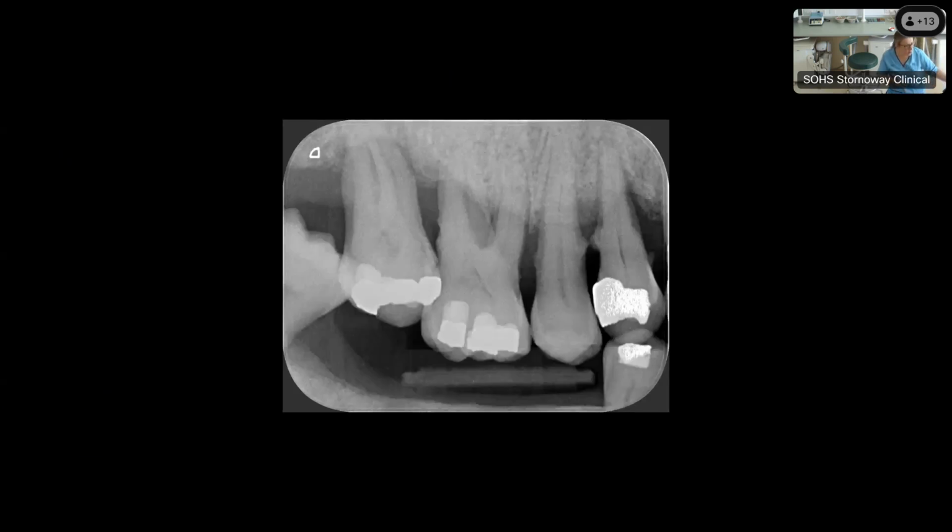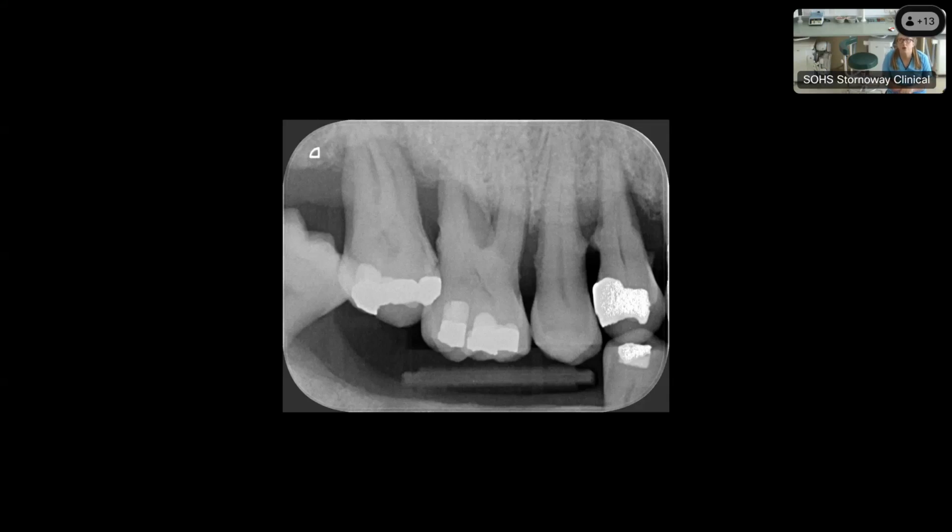Okay, let's go with this one. What type of image is this? Is it bitewing again? That's not a bitewing. I don't know. I know there's upper and lower teeth in it. We'll come back to it. A bitewing? An upper right PA. Yes, that would be a PA.